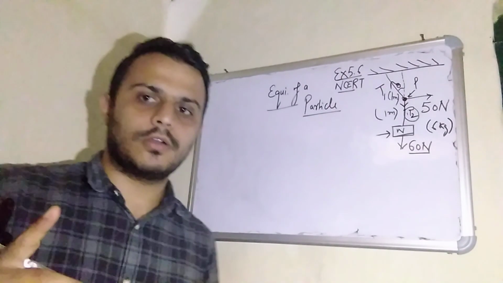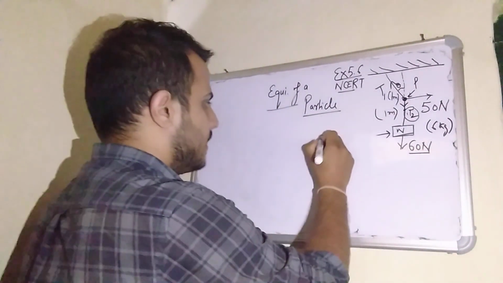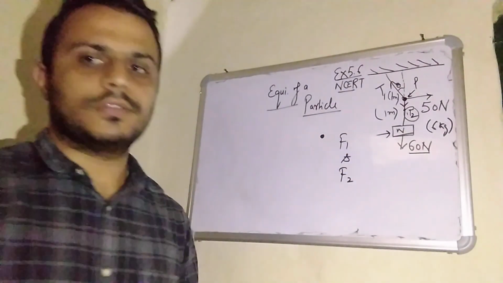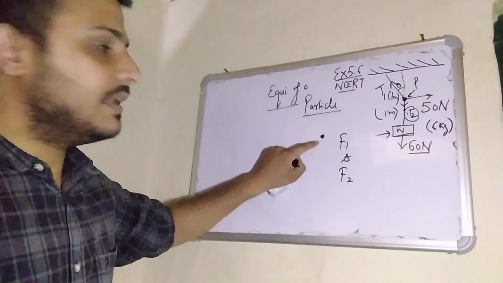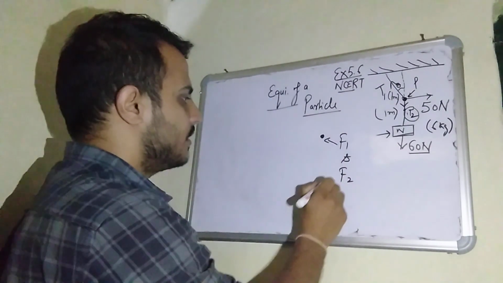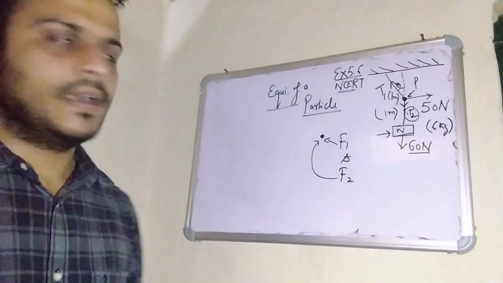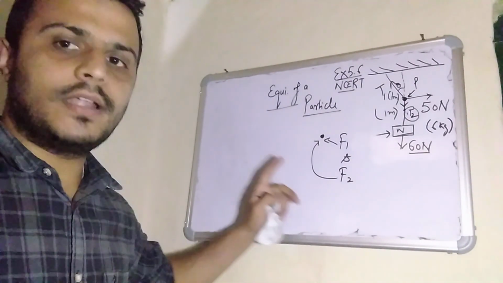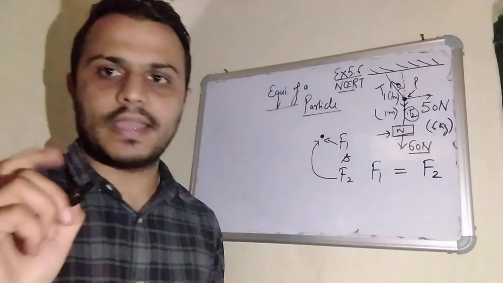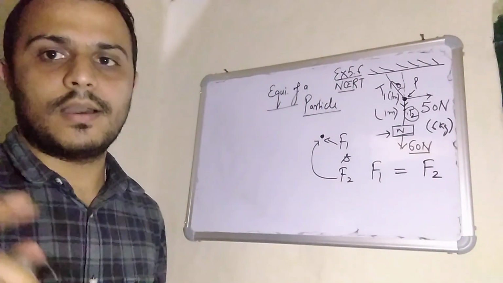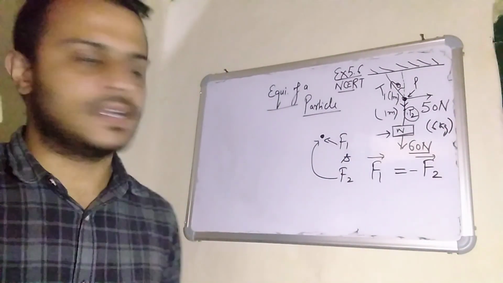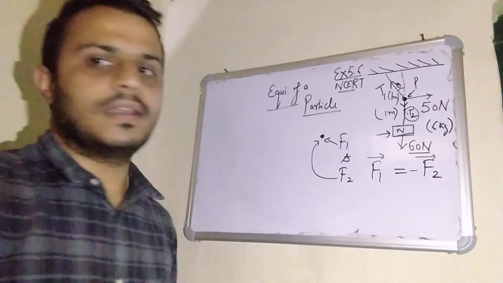For example, I am just taking an example of forces. Whenever we have a particle here and two forces are acting on this particle, like F1 and F2, I can tell when this particle is in equilibrium. This particle is in equilibrium if and only if F1 is equal to F2 in magnitude and both act in opposite directions. This is a vector quantity, but both should act in opposite directions. Then we can say that this particle is in equilibrium.